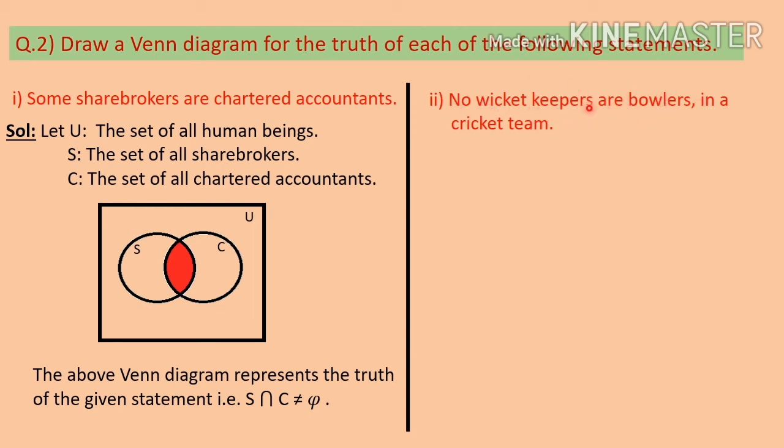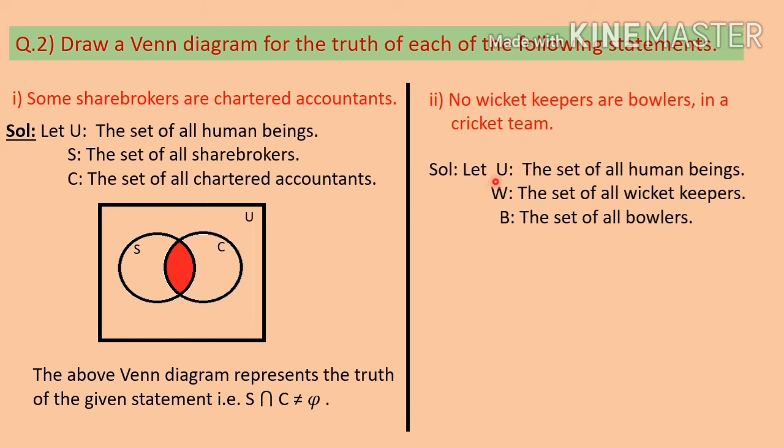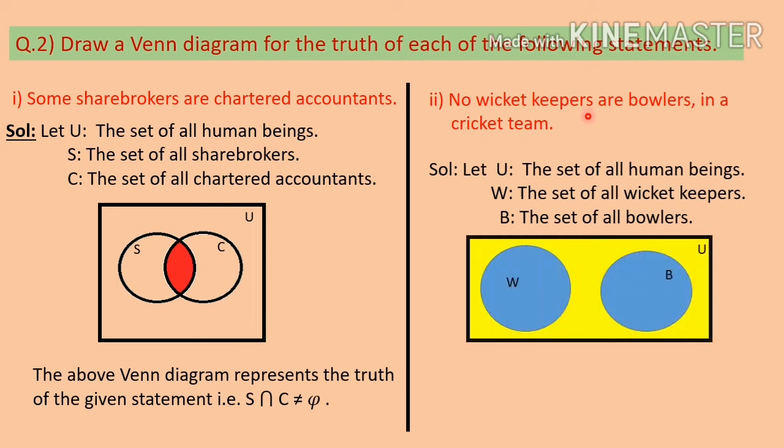Wicket keepers and bowlers both are human beings, so we will write, let U be the set of all human beings, W be the set of all wicket keepers, and B be the set of all bowlers. Now no wicket keepers are bowlers, that means both the sets are distinct, having no elements in common. So the Venn diagram will be two separate circles having nothing in common.